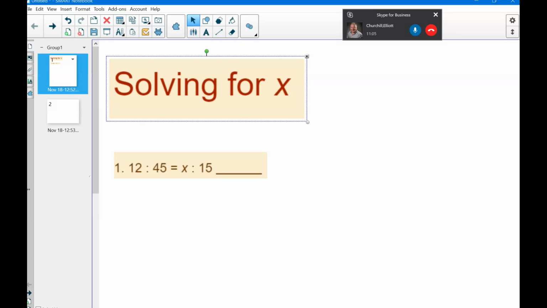This one here is given to you as a ratio. How would we go about setting this one up so we can solve for x? Looking at this format, it looks really crazy. But if you remember, think back to what we did before.